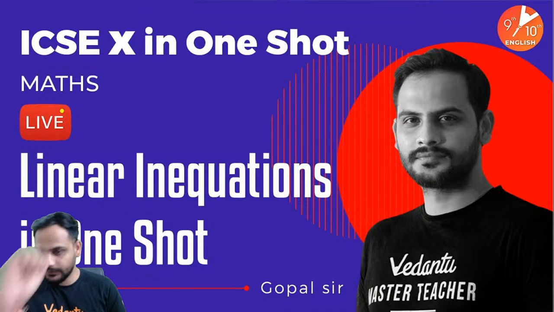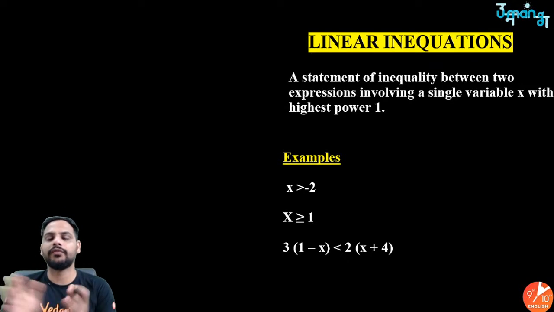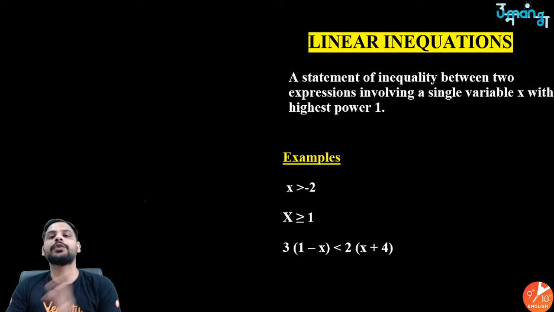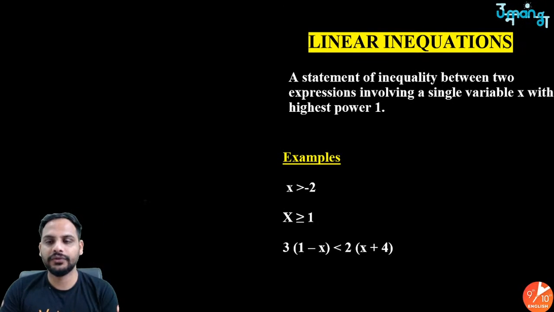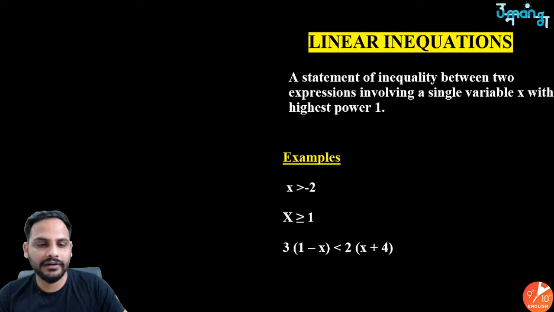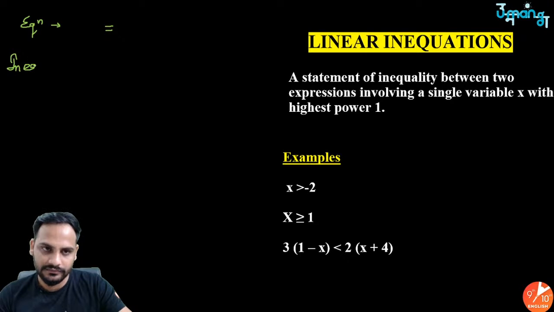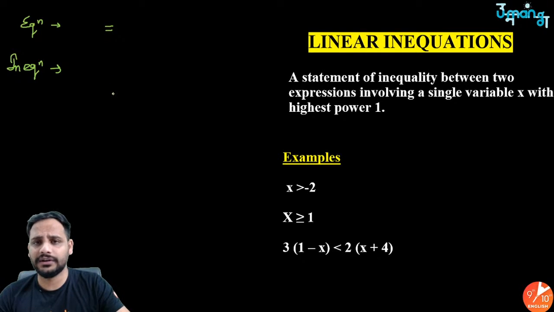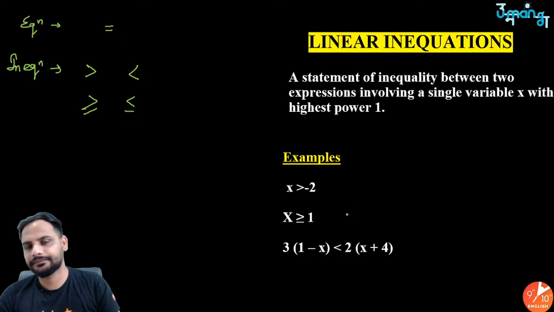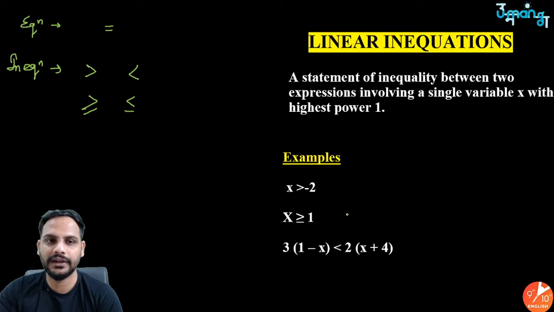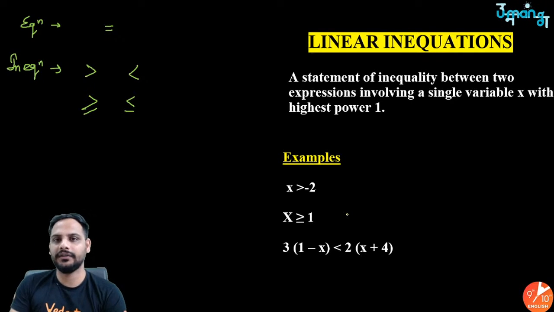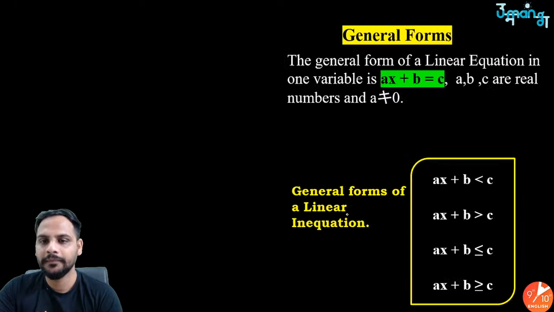Okay, let us start. First question: linear inequations, what does it mean? Remember it is different from equations. When I talk about an equation, I need the equal sign. When I say inequation, the equal sign is not there. There will be greater than, less than, greater than or equal to, less than or equal to. These four signs will be present in an inequation. One side or the other is greater or smaller, that is what inequations mean.